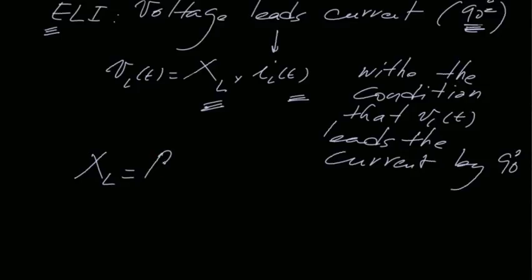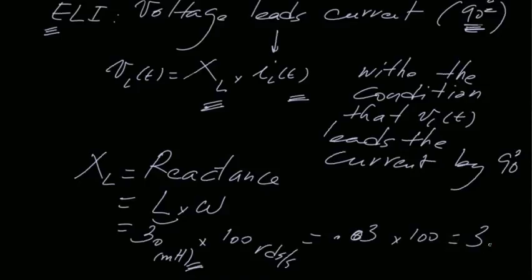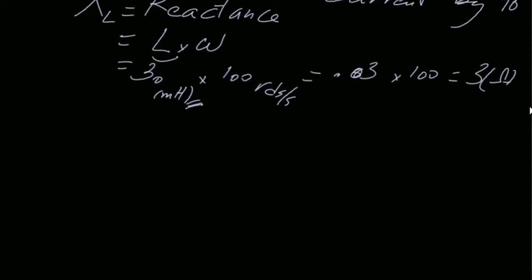XL is the reactance of the inductor, and we know that the reactance of the inductor is L times omega. What is L? 30 millihenries, and what is omega? 100 radians per second. Now this has to be converted to henries, so 30 millihenries is 0.03 times 100, so we just shift the decimal place 2 points to the right, and that gives me 3. So 3 ohms. So the reactance of the inductor is 3 ohms.